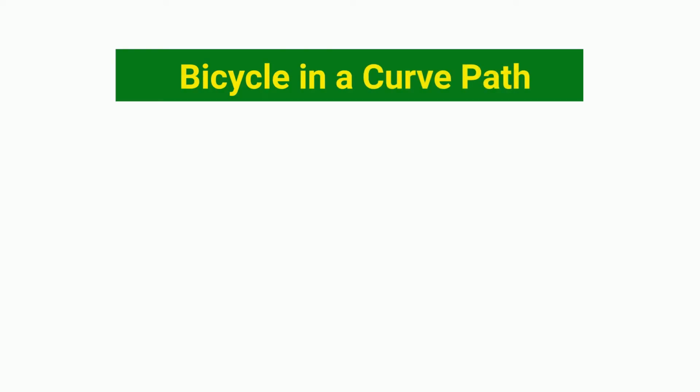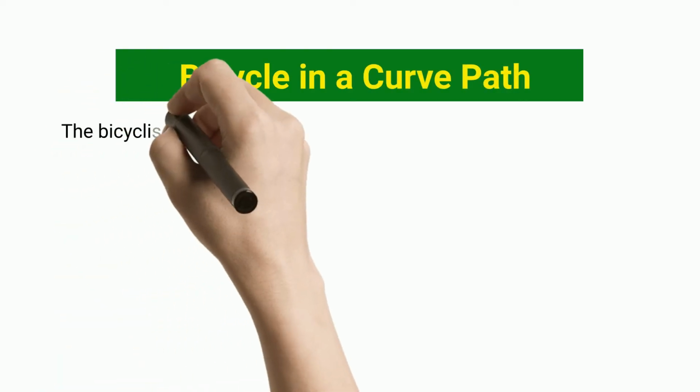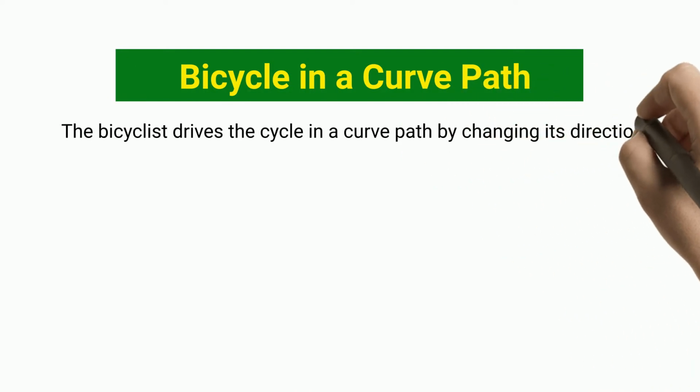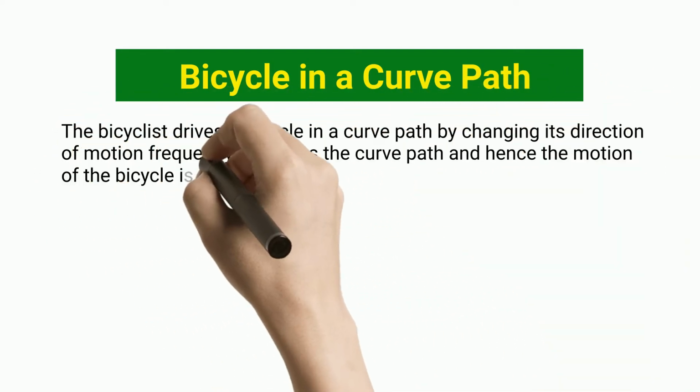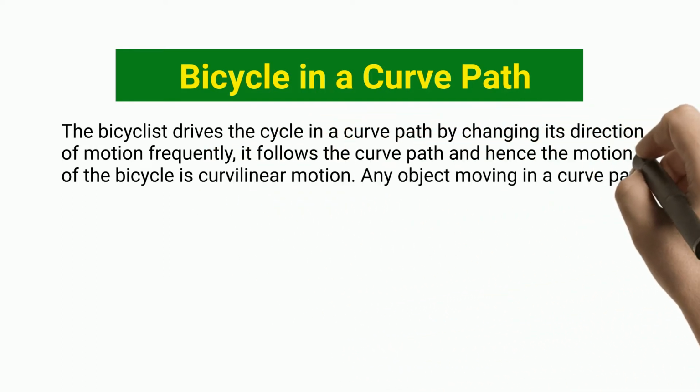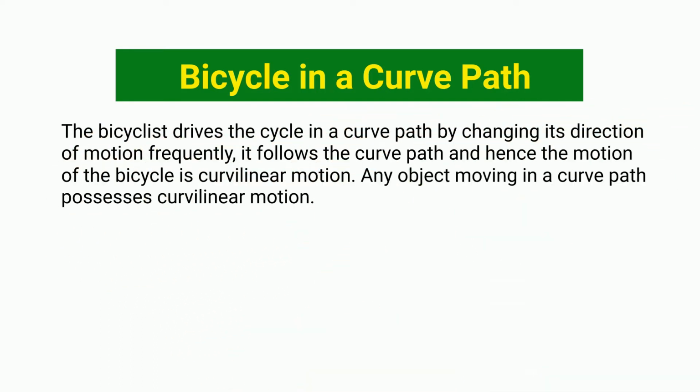Bicycle in a curve path. The bicyclist drives the cycle in a curve path by changing its direction of motion frequently. It follows the curve path and hence the motion of the bicycle is curvilinear motion. Any object moving in a curve path possesses curvilinear motion.